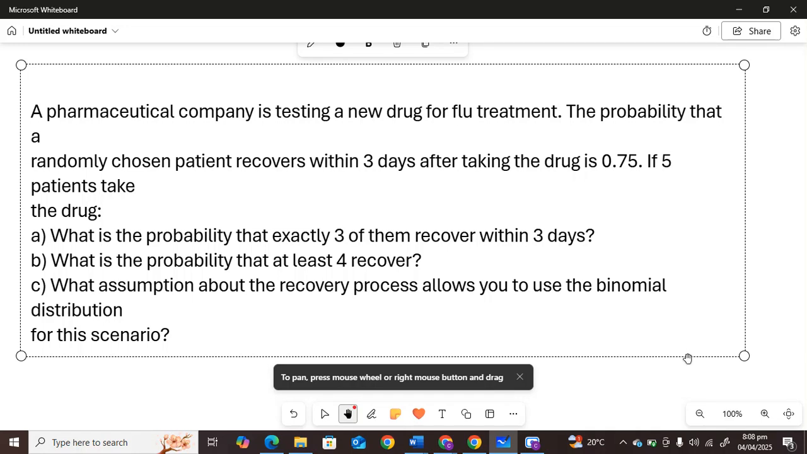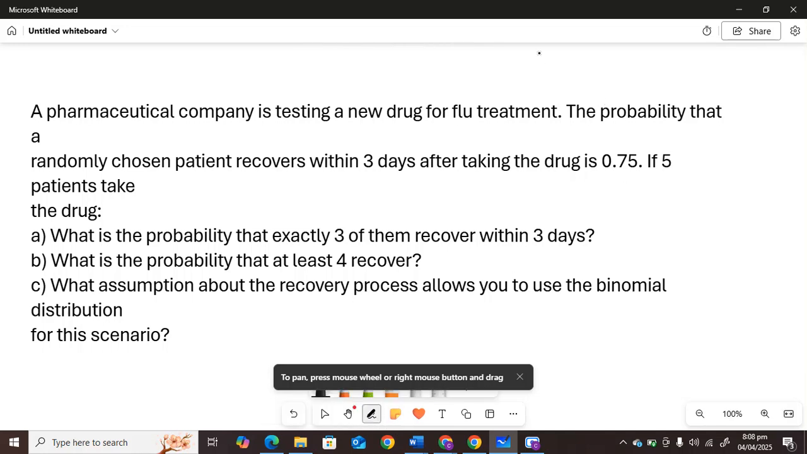So in this question here, we've only got two outcomes. It's either you recover within 3 days or you don't recover within 3 days. Those are the two outcomes. So in this case, a success is if you recover within 3 days. If you recover within 3 days for this experiment, that's a success. If you don't recover within 3 days, then that is a failure.